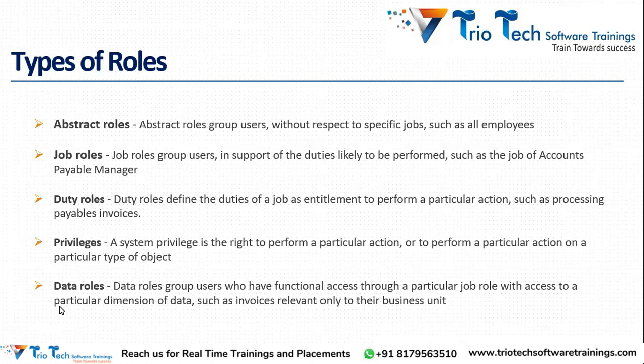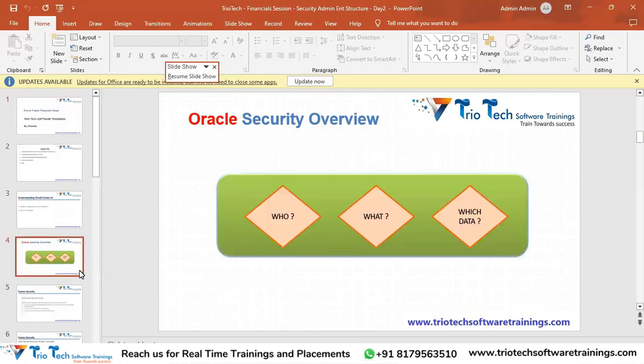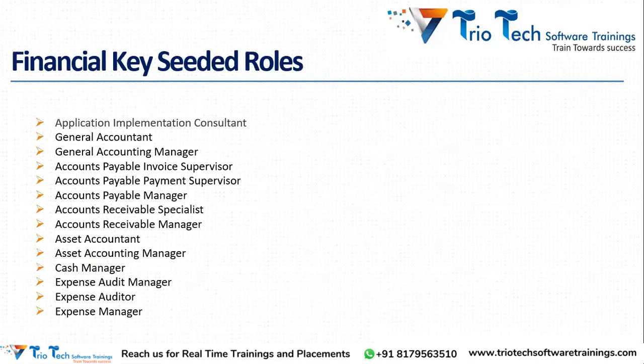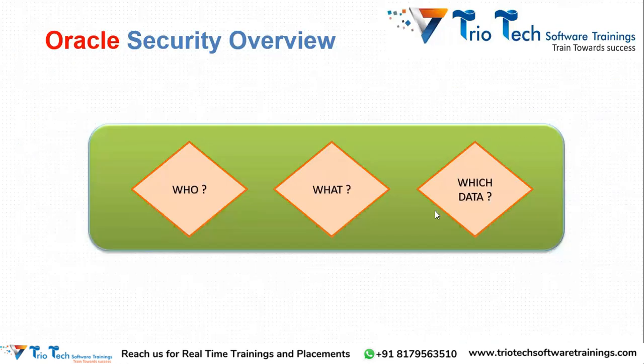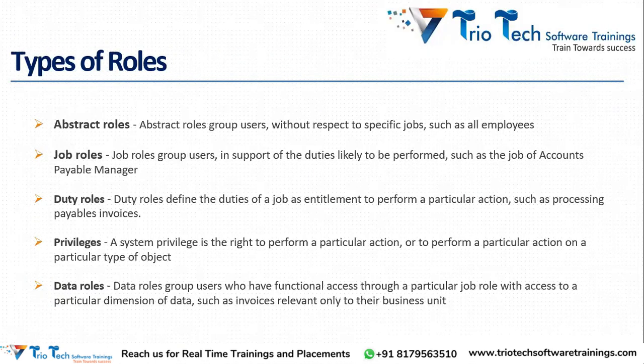Now, over and above that, there is something called a data role as well. So we had understood, right? There is a third question that needs to be answered from a security perspective. And what is that? It is the question of which data. Which data needs to be given access to. That is where there is something called a data role in place. Over and above that, there is one more aspect which we will understand later. So that data role gives access to a certain dimension of data.